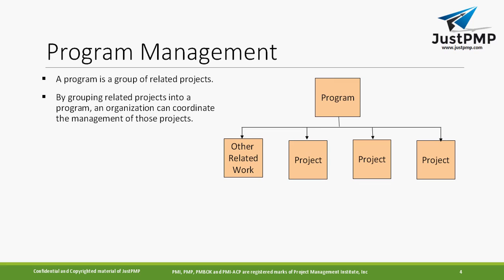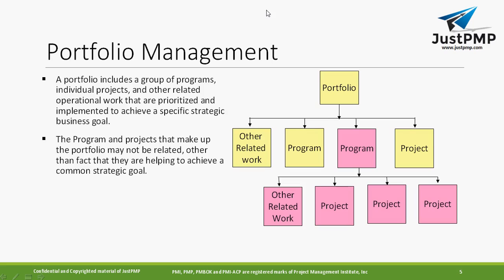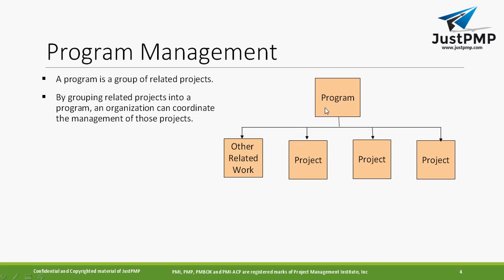Okay, so what is program management? A program is a group of related projects. If you can see this, this is a program, and this is other related work, and this is project one and this is a project, so you can have multiple projects grouped together under the program. So a program is a group of related projects. By grouping related projects into a program, an organization can coordinate the management of those projects. So it should give strategic business value.